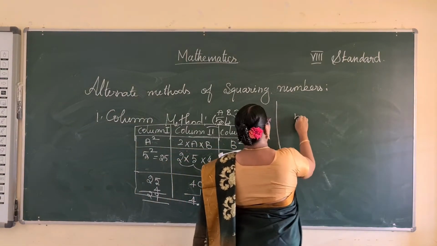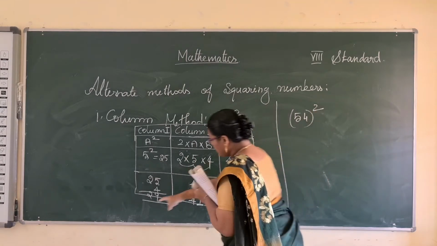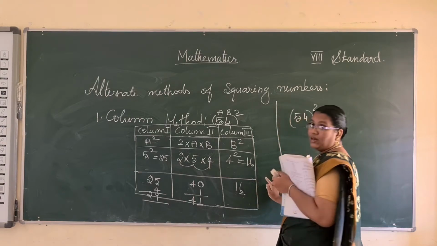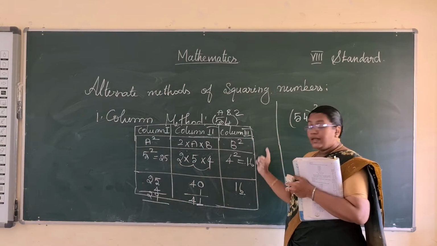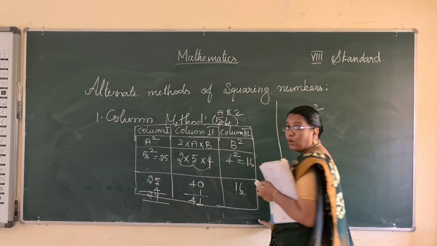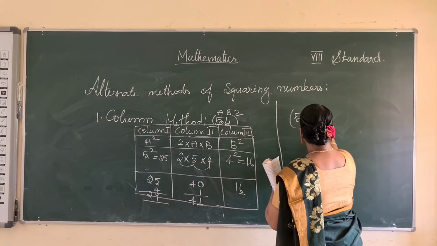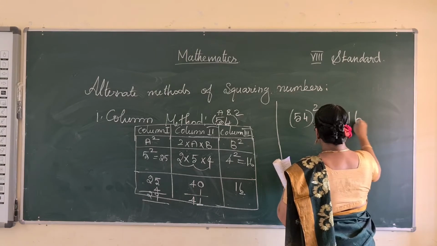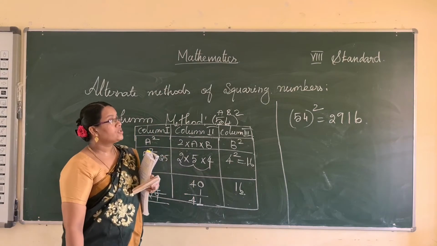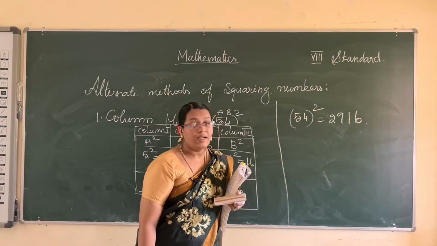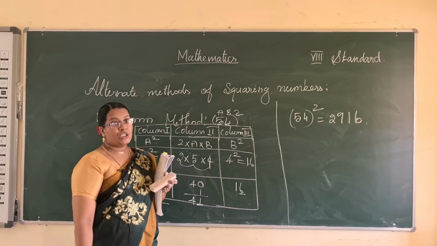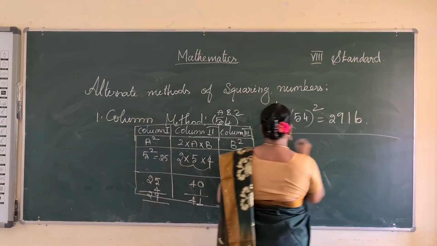So for 54 squared, what do we write now? Write the result from column 1 to column 3, calculating the values from column 3 to column 1. So 2916. The value of the square of 54 is 2916. Okay, see the example.